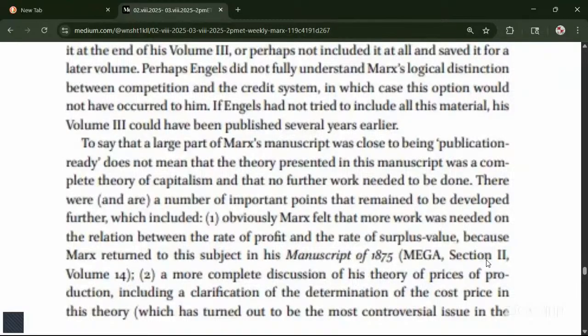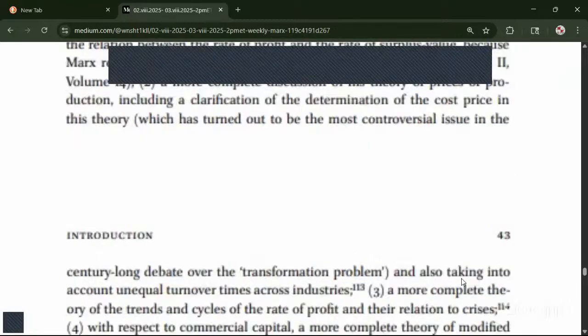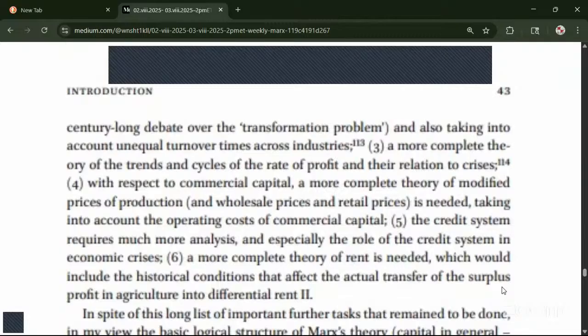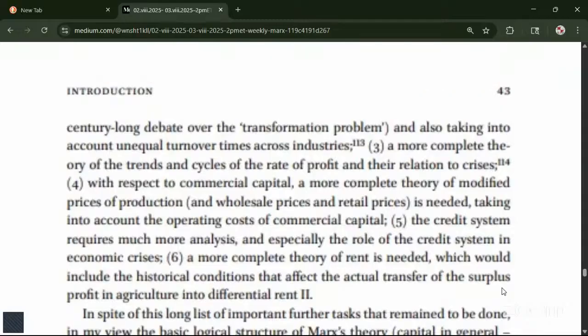Number two, a more complete discussion of this theory of prices of production including a clarification of the determination of the cost price in this theory, which has turned out to be the most controversial issue in the century-long debate over the transformation problem, see Passanetti, Carcetti, etc., and also taking into account unequal turnover times across industries, footnote 113. Number three, a more complete theory of the trends and cycles of the rate of profit and their relation to crises, footnote 114.